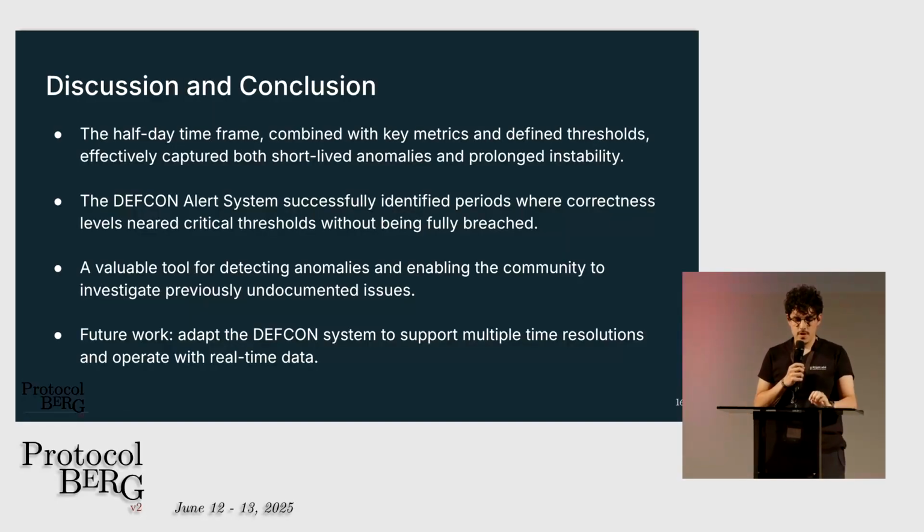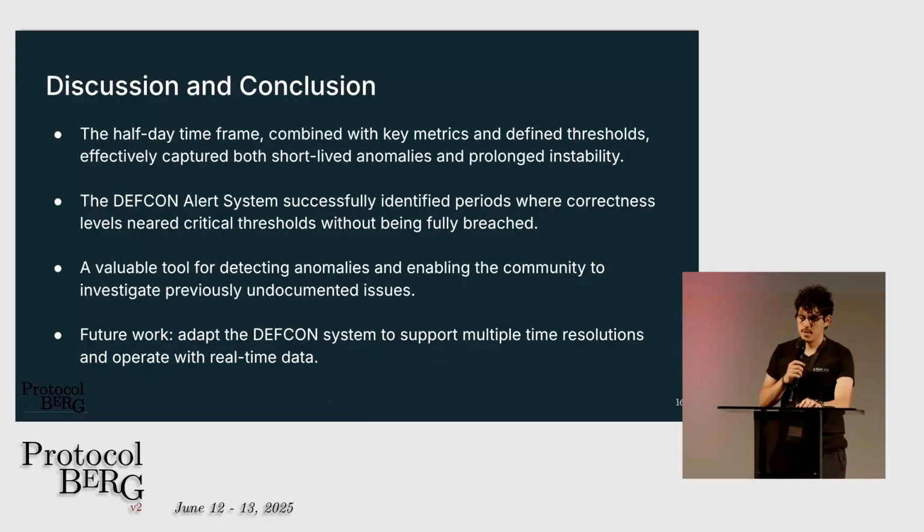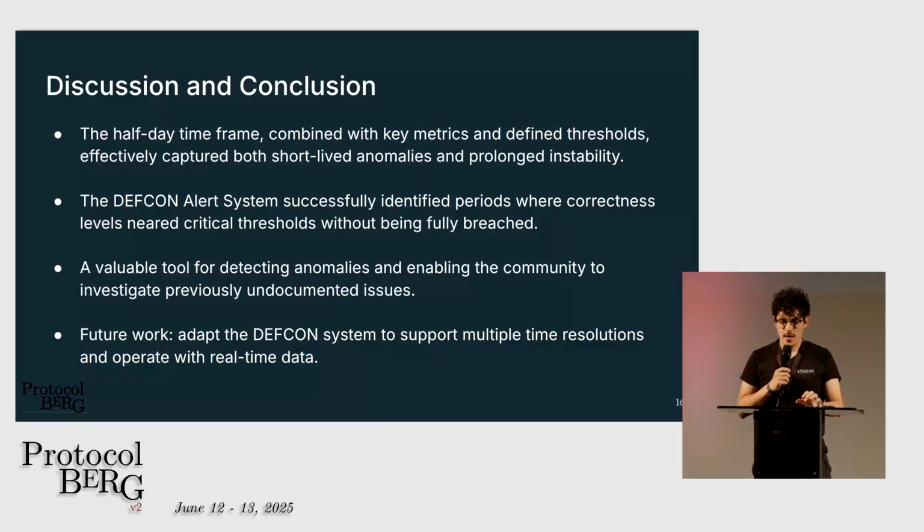And just to finish, we can say that the time frame we decided to use was really useful because it allowed us to detect short-lived anomalies like what happened in May 2023, but also to detect prolonged unstable periods. We can see that the DEFCON system is useful to detect a concerning period of time, and it is a tool that can be used by the community to investigate and try to go further in understanding what happened at this moment.